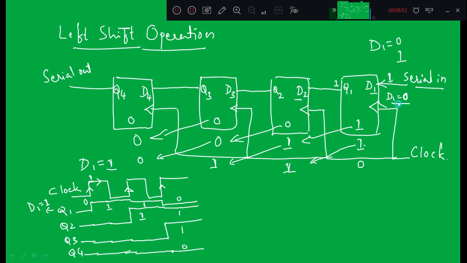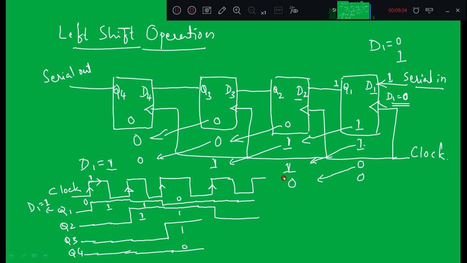Again I'll keep d1 equal to 1. You can load the first flip-flop with any of the data, either 0 or 1. Next I'll keep d1 equal to 0. When I keep d1 equal to 0 and apply the next clock pulse, that is the fourth control input, what happens? q1 will remain 0. Why? Since d1 is equal to 0. And what was the previous value of q1? It was 0. So that 0 will be shifted towards left. That means the second flip-flop gets loaded with 0.